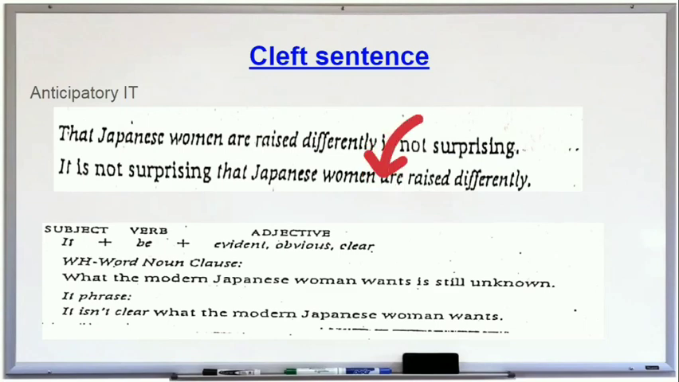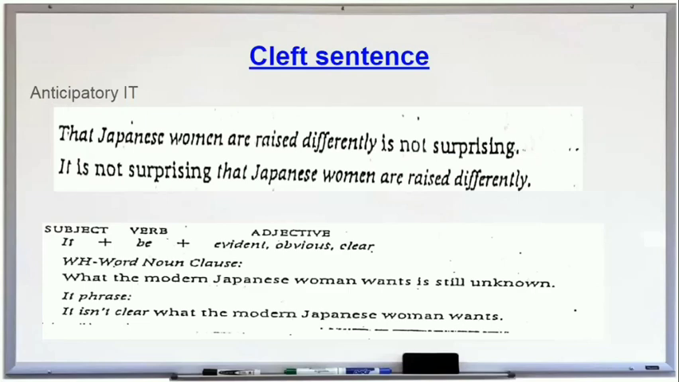Let's take the first example into consideration. That Japanese women are raised differently is not surprising. In this case, again, the noun clause is a subject because it's before the main verb, so it's part of the subject. But let's take into consideration the second one with the anticipatory it. It is not surprising that Japanese women are raised differently. So in this case, the noun clause is at the very end of the sentence and is less formal.